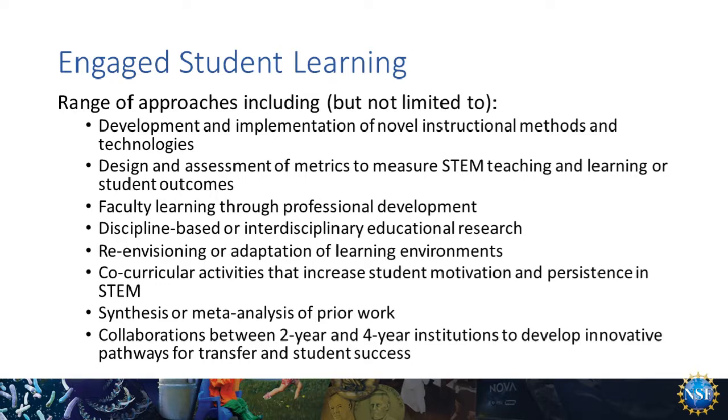There are a number of different types of projects that one might envision that could fall very easily into the engaged student learning track. And these might include a number of items on this list. Please don't think of this as a limiting list. This is just a set of ideas that might help you generate some ideas about things that would fit into this track. But our suggested range of approaches includes things like developing and implementing novel instructional materials and technologies, designing and assessing metrics that could measure STEM teaching or learning, either in specific disciplines or across different fields of study, or assessing student outcomes as a result of measures that are implemented through this program.